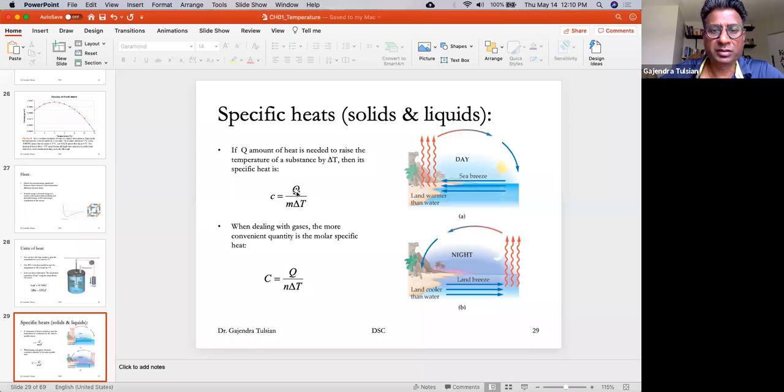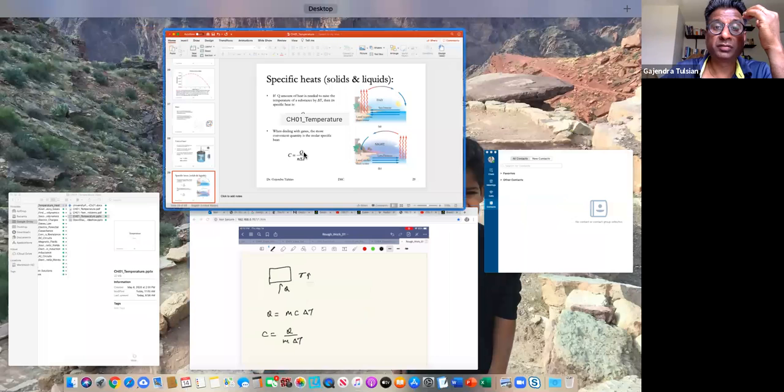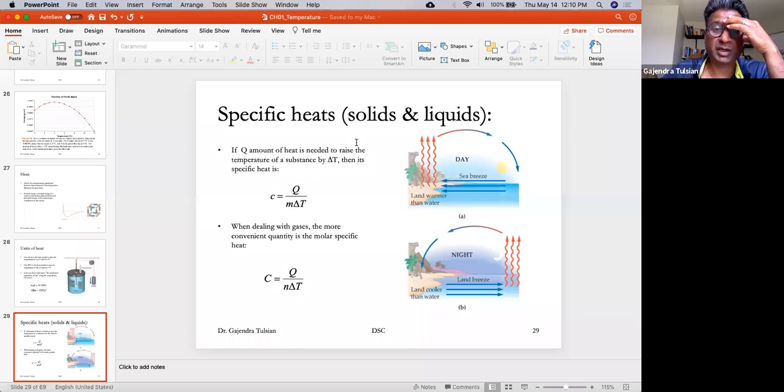So the specific heat is heat added per unit mass per degree rise in temperature. This is for solids and liquids, since it's easier to measure their mass. When it comes to gases, it's easier to measure the number of moles. And so we define molar specific heats: how much heat you added per mole per degree rise in temperature. So for solids and gases, we do define specific heat differently.